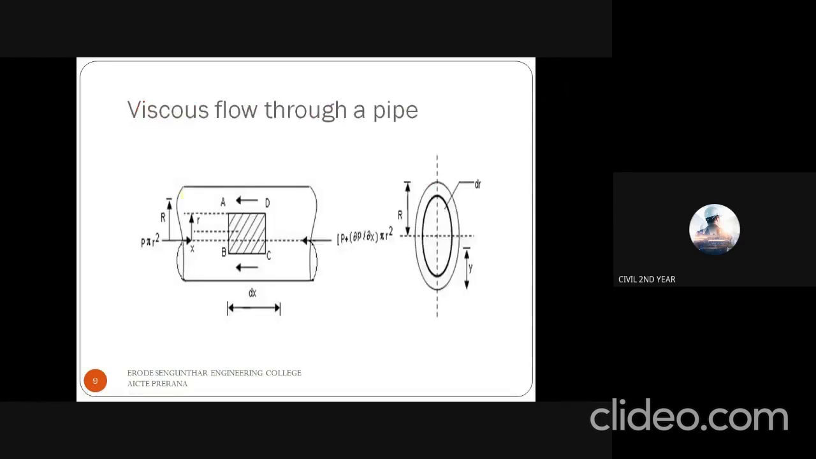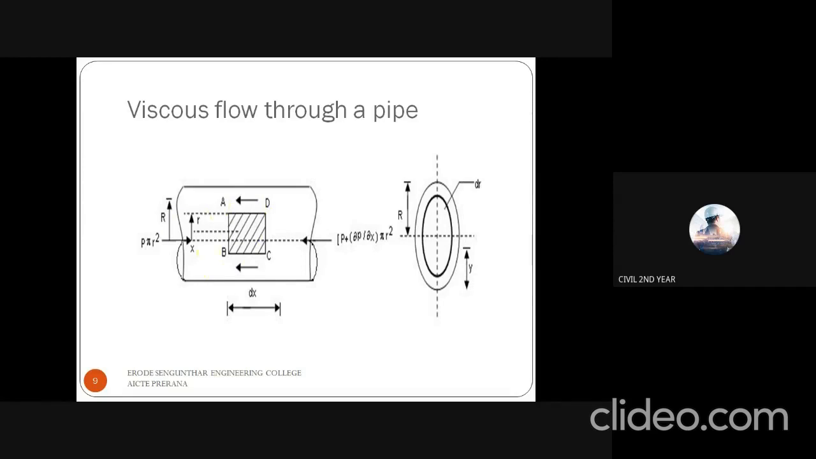So let me discuss the diagram of viscous flow through a pipe. Let us consider this is a horizontal pipe which has a diameter, and capital R is the radius. Then we consider one fluid element. That element we can take as ABCD.